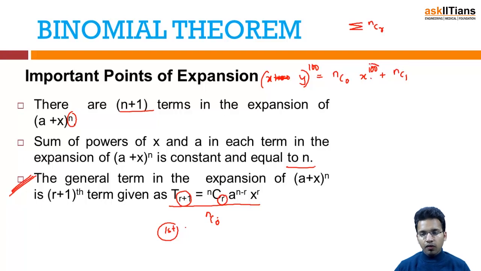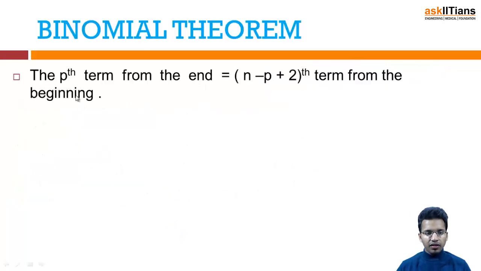And what was the criteria of the power? Index minus this one for the first term, and for the second term it was just the subscript. Here if you see, it will be 100. Now 100 minus 1 will be x raised to power 99, and 1 will be y raised to power 1. So please carefully note the general term, although we are going to discuss it in more detail in the coming parts.